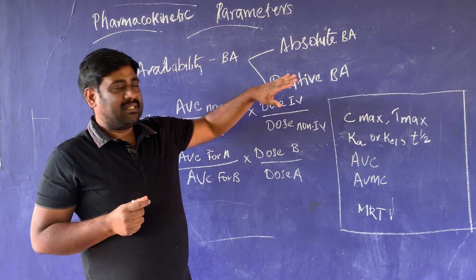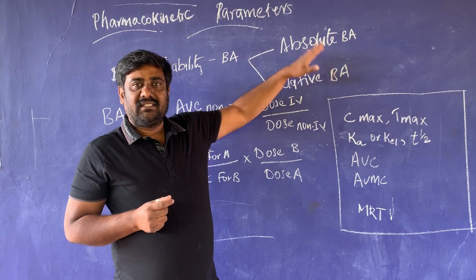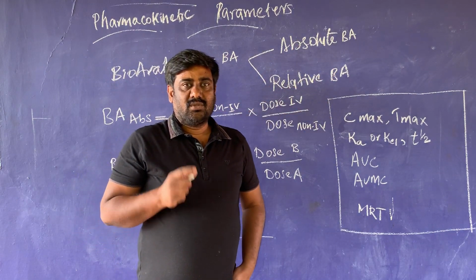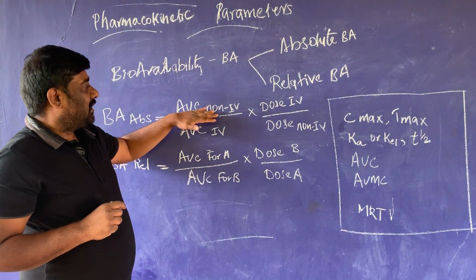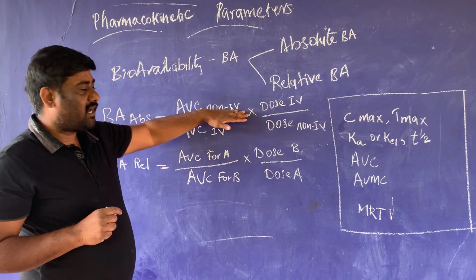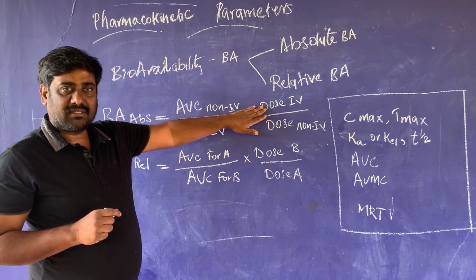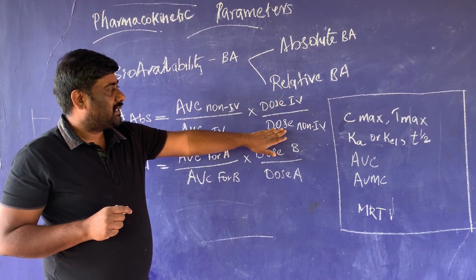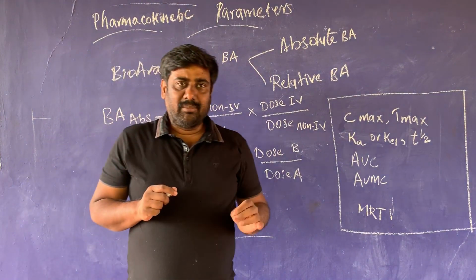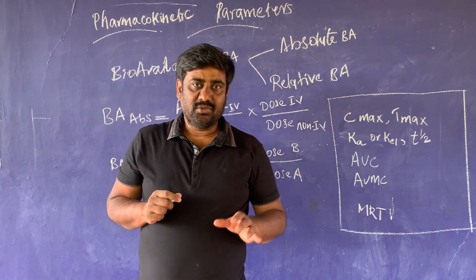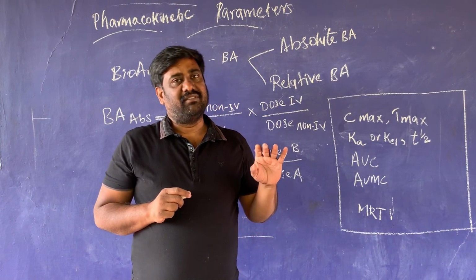We are comparing the ratio between the IV route of administration and the other dosage form. For example, the absolute bioavailability is nothing but the ratio between AUC of non-IV divided by AUC of IV, into their doses. That means dose of IV divided by dose of non-IV. So it is nothing but comparing the bioavailability in terms of AUC of IV and AUC of non-IV route.